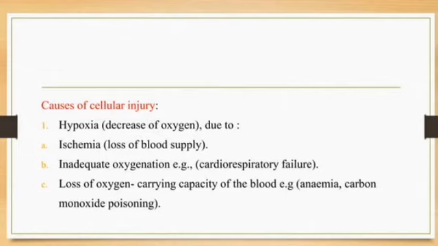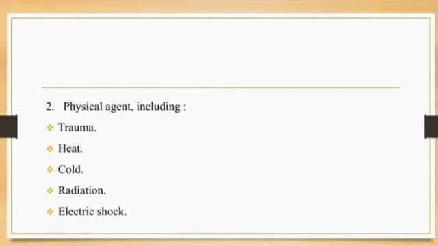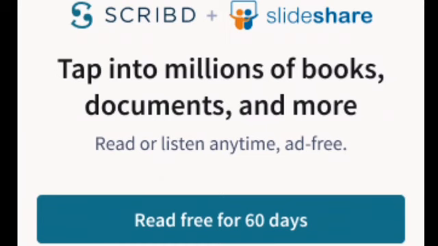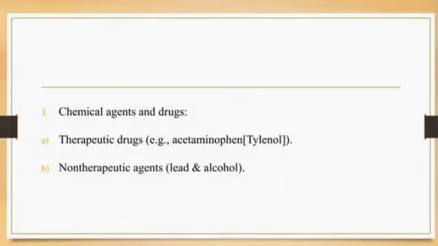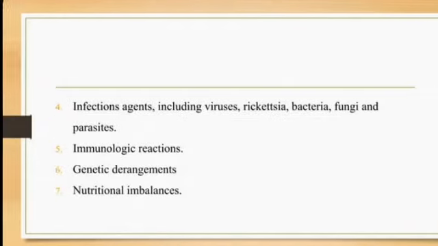And ischemia, loss of blood supply. Inadequate oxygenation is due to cardiorespiratory failure. Loss of the oxygen carrying capacity of the blood, for example anemia and carbon monoxide poisoning. While speaking about the physical agents, this includes trauma, heat, cold, radiation, and electric shock. The chemical agents are caused because of therapeutic drugs and non-therapeutic drugs. Therapeutic drugs like acetaminophen and non-therapeutic drugs like lead and alcohol.